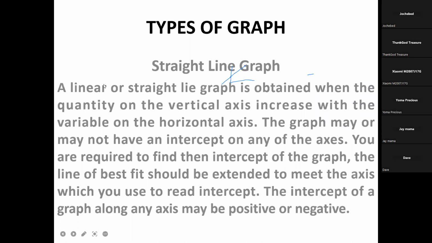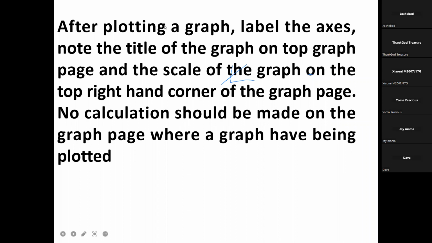Now, we should take note of a very important thing. When plotting your graph on your graph sheet, you are not allowed to make any calculation on the graph sheet. The calculation should be done on the next page after plotting your graph.